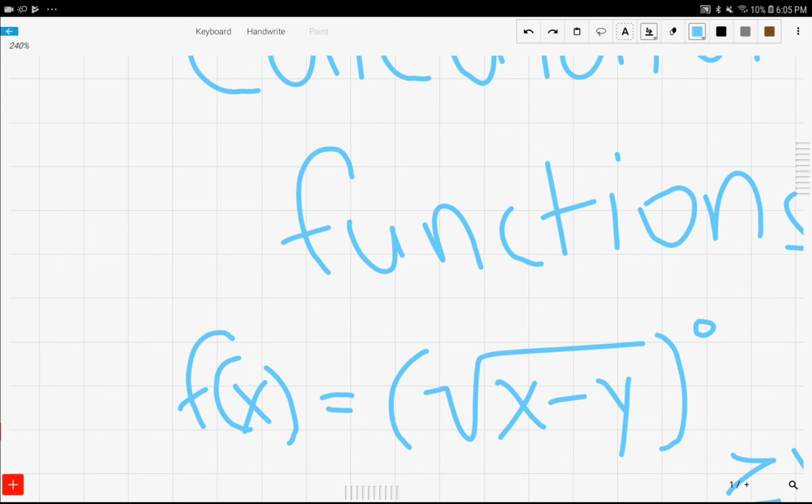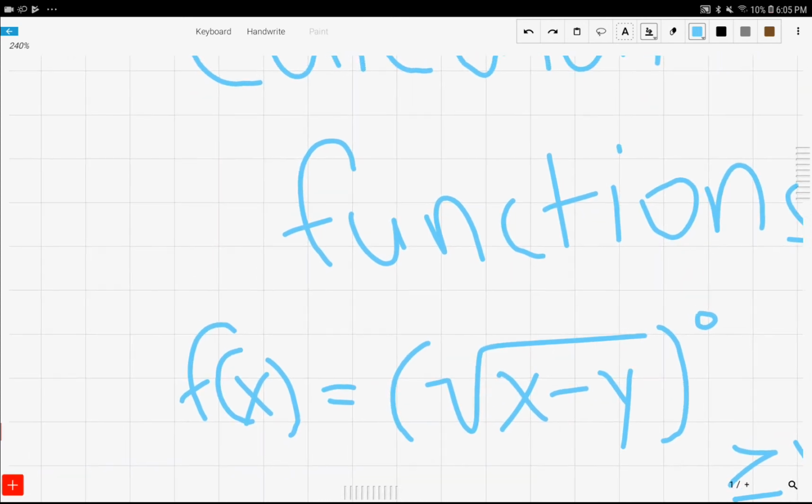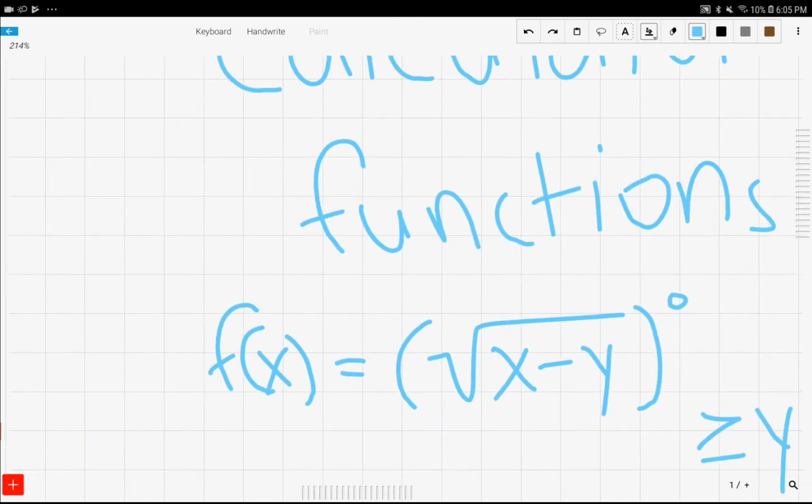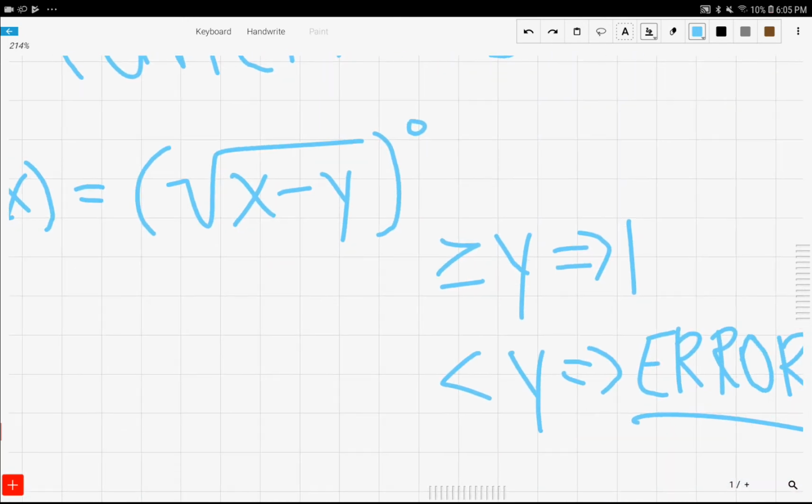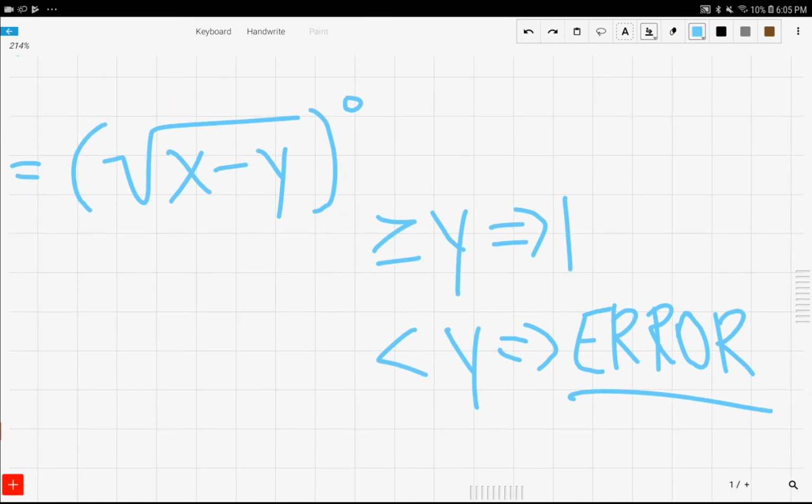So, say you want to check x is greater than or equal to some number, let's say 5, then your function would be the square root of x minus 5 to the 0th power. And what this function will give you in the table, if you're using a table, if x is greater than or equal to y, you'll get 1. And if x is less than y, you'll get an error, because you can't square root negative numbers without getting imaginary numbers.